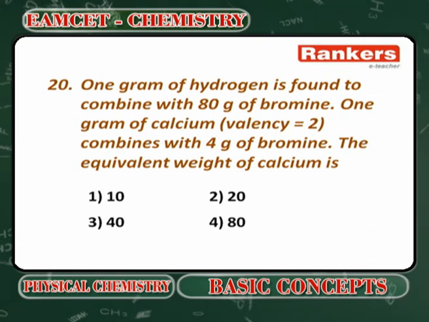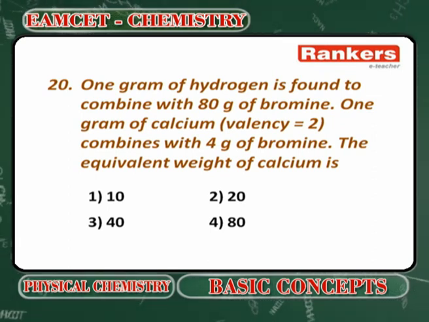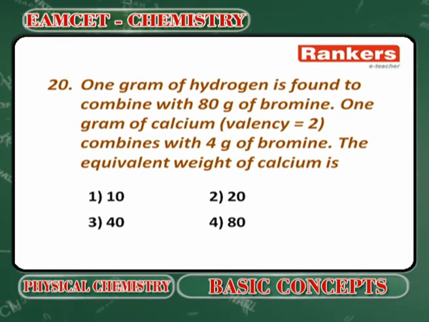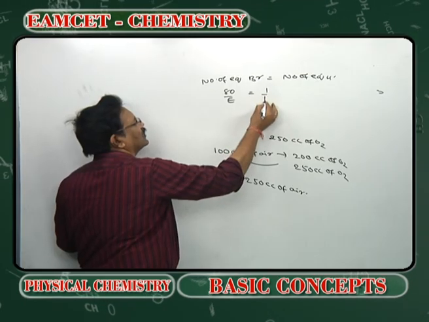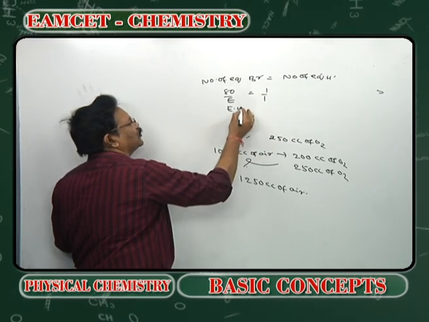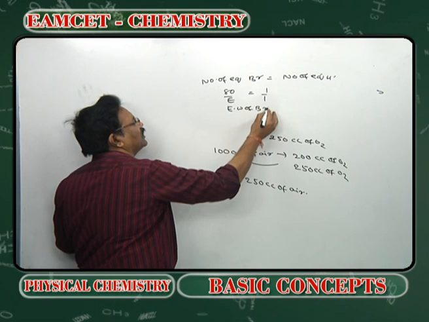This is also a simple number of equivalents problem. 1 gram of hydrogen is found to contain. Step 1: number of equivalents of Br is equal to number of equivalents of hydrogen. So AT by equivalent weight is equal to 1. Here equivalent weight of the bromine is equal to 80.